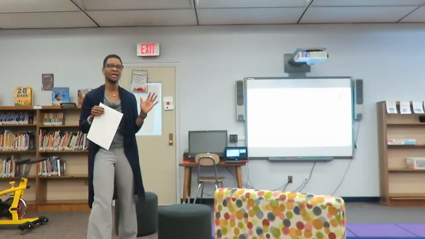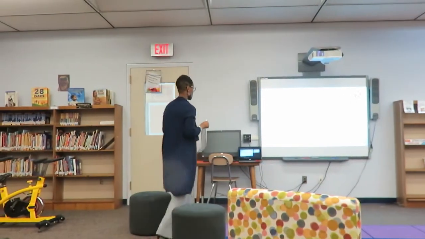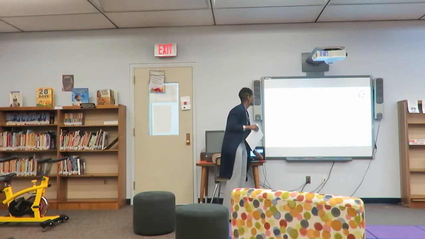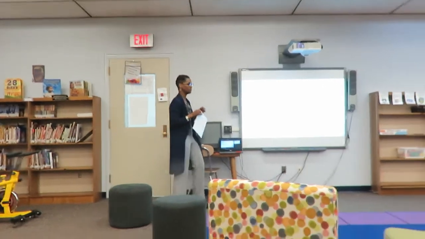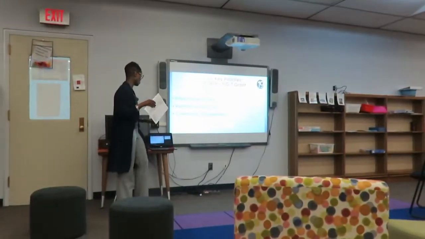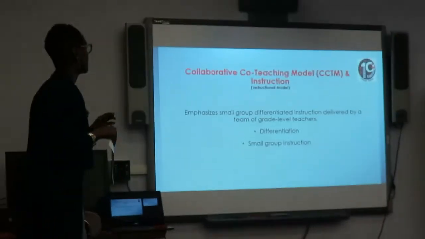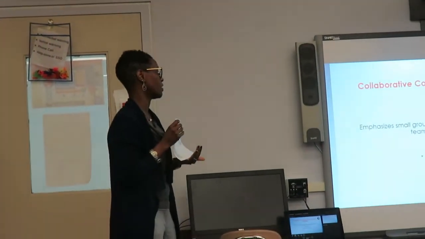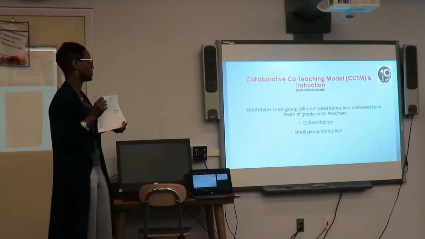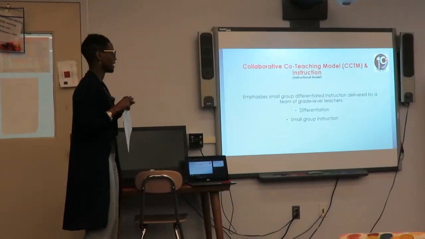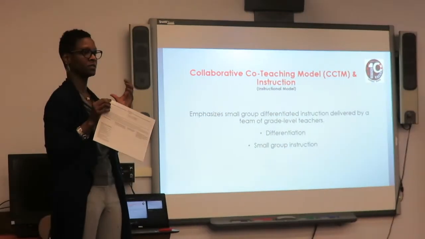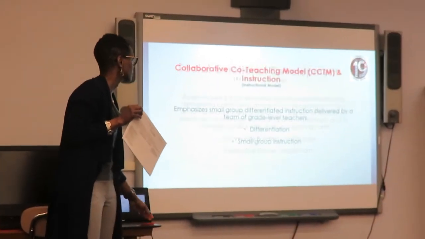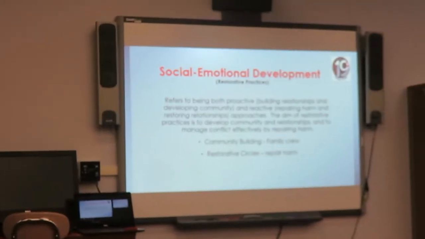So we're just going to review our plan quickly, and I'll also have little silent teachers on your tables to help remind you of what each category is responsible for. So again, we have 3 major buckets in our SIG. We have the instructional model, restorative practices, and community engagement, and that's how all of our feedback was organized. The collaborative co-teaching model emphasizes small group differentiated instruction delivered by a team of grade level teachers. So key components are that it's differentiated and in small groups. When you're going through and thinking if something is going to be beneficial to this model, please keep this blurb in mind.